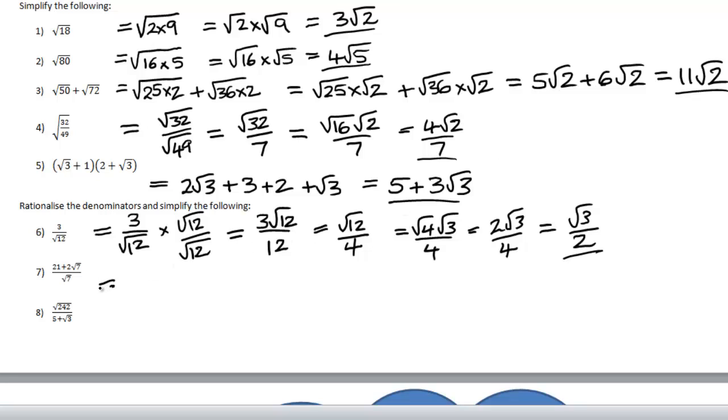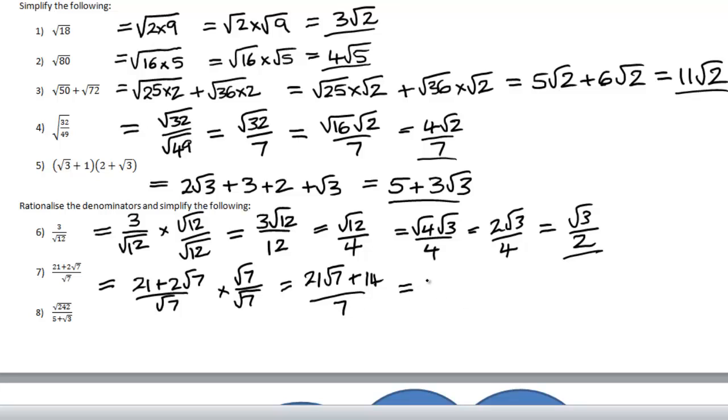The next one, 21 plus 2 root 7 over root 7. Well, same principle again. We multiply the top and the bottom of this expression by root 7. So that gives us 21 root 7 plus 2 root 7 multiplied by root 7, which is 2 times 7, 14. And on the bottom, root 7 times root 7 is 7.